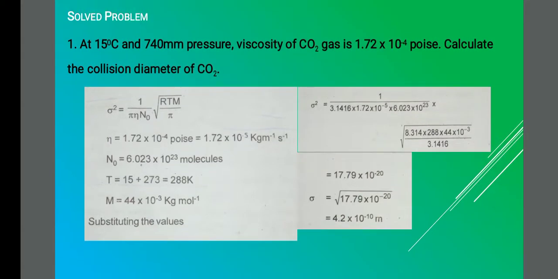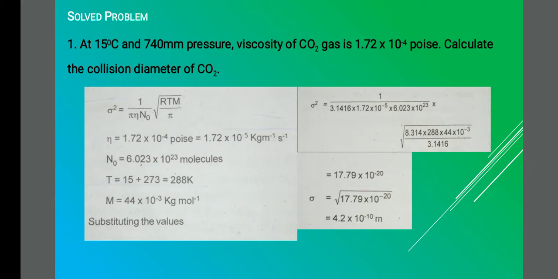So at 15 degrees centigrade and 740 millimeter pressure, the viscosity of carbon dioxide gas is 1.72 into 10 to the power of minus 4 poise. Calculate the collision diameter of carbon dioxide. This is the question.